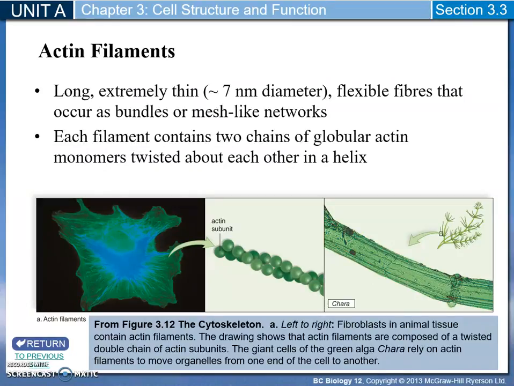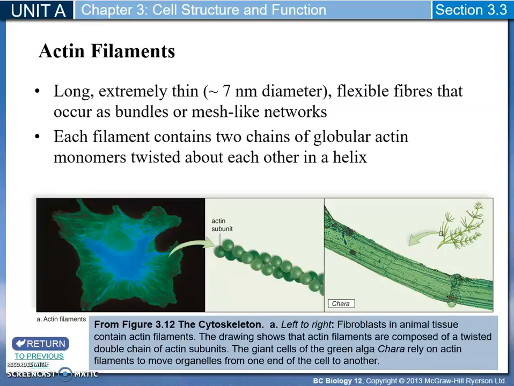The actin filaments are long and extremely thin, about 7 nanometers in diameter. They are flexible fibers that occur as bundles or mesh-like networks. And each filament contains 2 chains of globular actin monomers, and those are twisted about each other in a helix kind of shape. And you can see that from the diagram here.